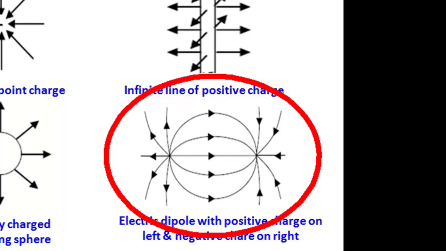And for the electric dipole, which has both a positive charge and a negative charge, you can see in this figure the positive charge on the left side and the negative charge on the right side. You can see the electric field lines originate from the positive charge and end on the negative charge.